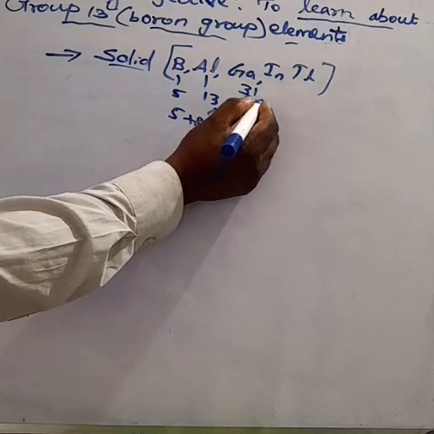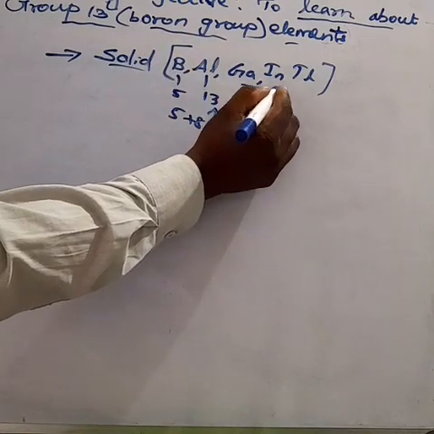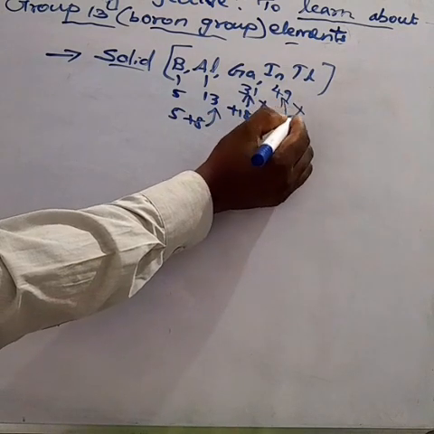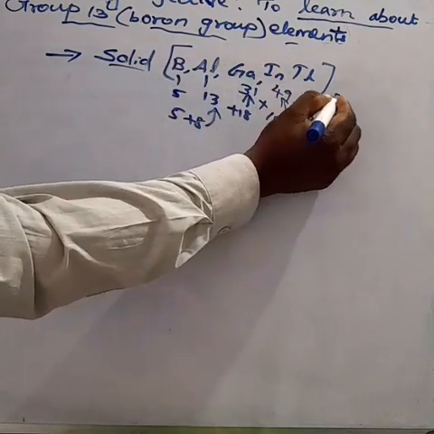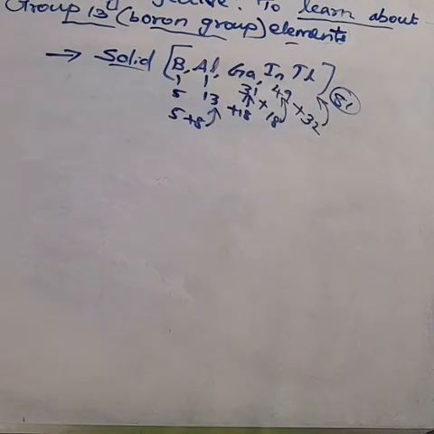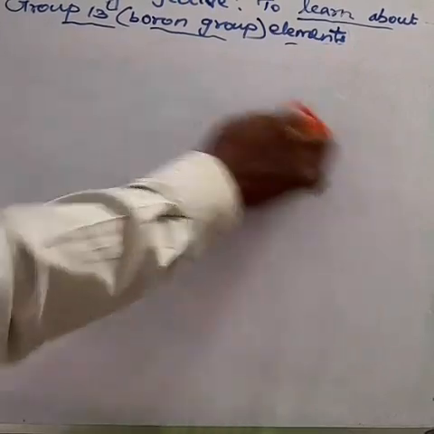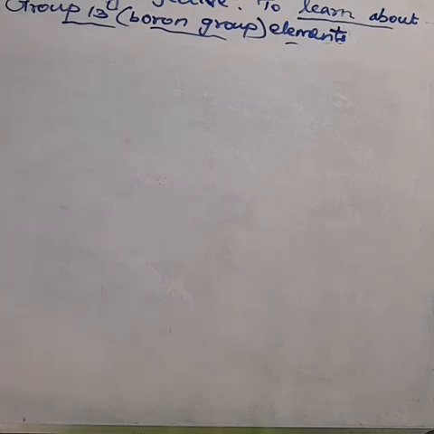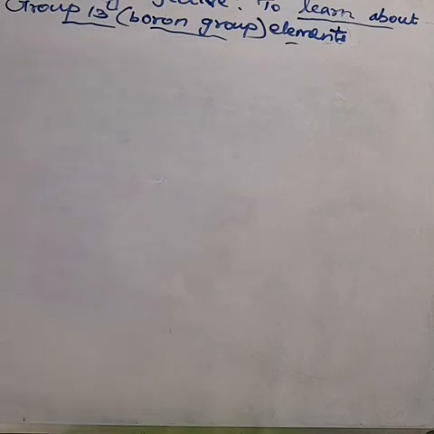Then 31 plus again 18 is 49. 49 is the atomic number of indium. Next, 49 plus 32 gives 81. 81 is the atomic number of thallium, TL. Don't forget that. The atomic number of boron is 5, aluminium 13, gallium 31, indium 49, and thallium 81. Next, the isotopes.